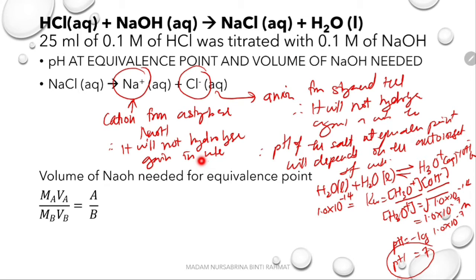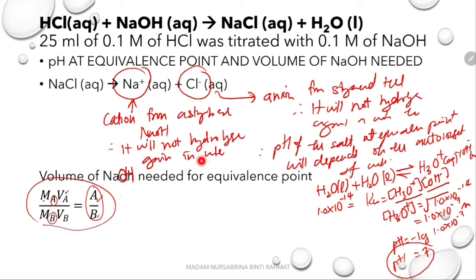Okay, so you need to find out what volume of NaOH is needed for the equivalence point to be reached. We're going to use this formula: M stands for molarity, V stands for volume, subscript A refers to acid, subscript B refers to base, and the big A and big B refer to the stoichiometric coefficients as you refer to the titration equation. So A again is for acid and B is for base.